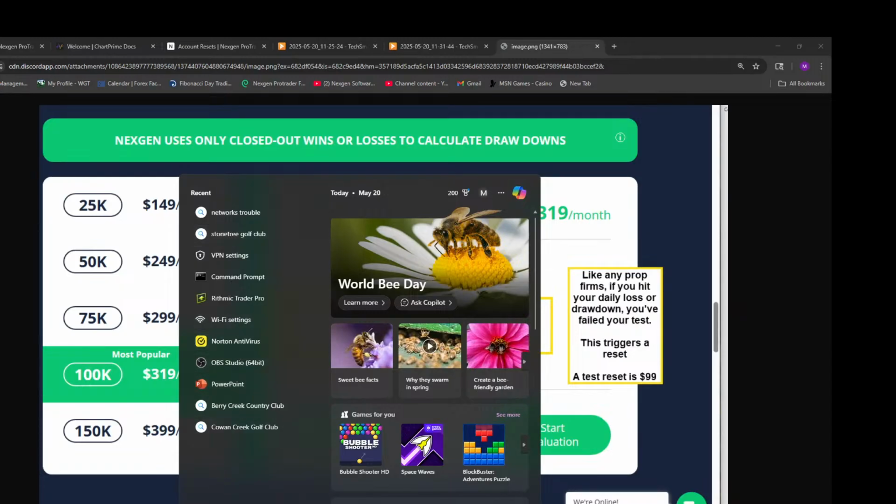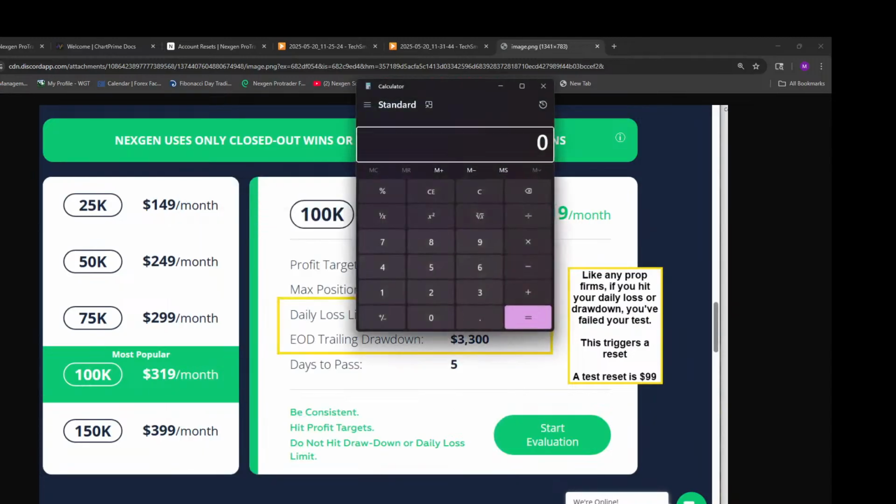So let me go to my calculator. And 149, oops. 149 times 80%. My goodness.